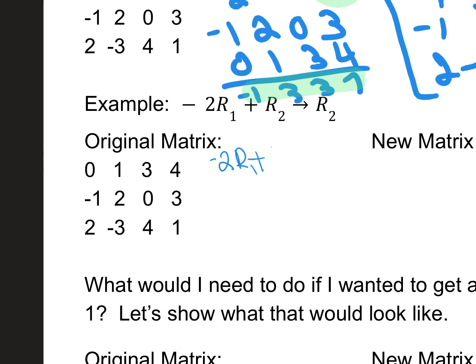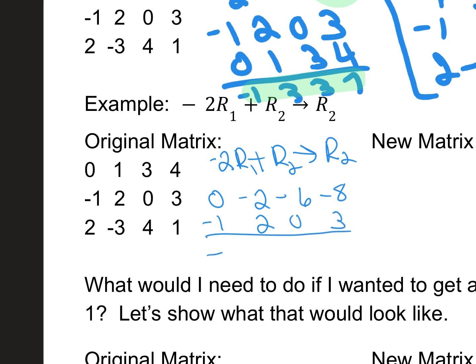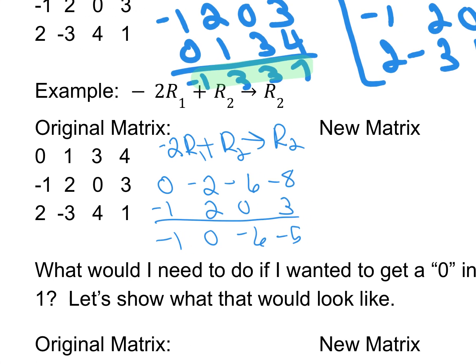We're going to add it to row 2, and we are going to put it into row 2. So let's take negative 2 times row 1. So we're going to have 0, negative 2, negative 6, negative 8. Add it to row 2, which is negative 1, 2, 0, 3. We add them together, and we get negative 1, 0, negative 6, negative 5.